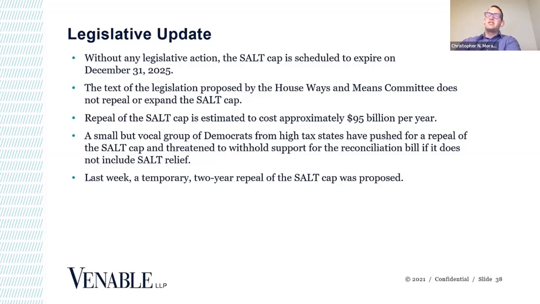The legislation that the House Ways and Means Committee proposed a couple of weeks back does not repeal or expand the SALT cap. That item's still up for debate. Mike touched on it briefly before. Repeal is estimated to cost approximately $95 billion. So it's very expensive. There are some reports saying that over half of the tax increases on the top 1% of income earners would be wiped out by repeal of the SALT cap. So I think that's going to make it politically very difficult to do a full repeal, even though there was a temporary 2-year repeal proposed last week.